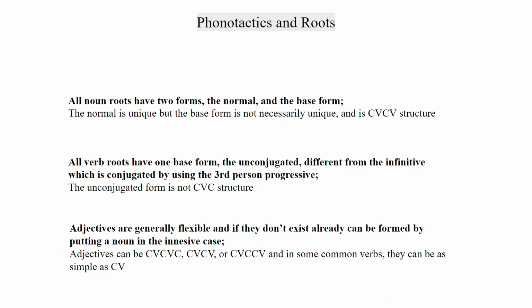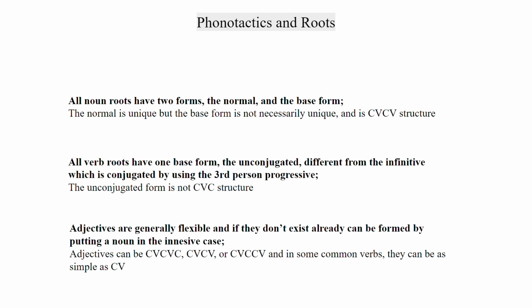So now for roots. All noun roots have two forms, which are the normal and the base form. The normal is like any word, it must be unique from all the others, but the base form is not necessarily unique from any other base form, and it has a CVCV structure. So even though it's not necessarily unique, you can normally tell them apart due to context, but there are times where that becomes hard to disambiguate.